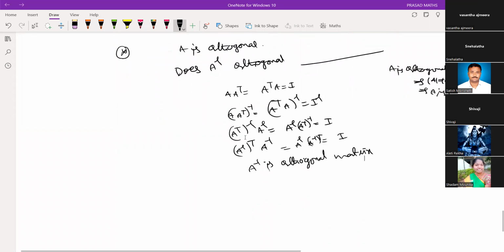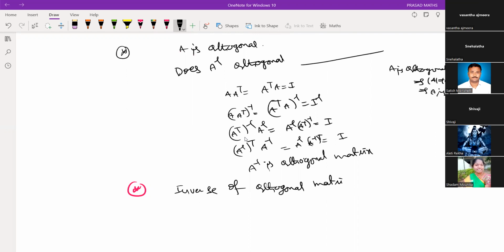So the conclusion is that the inverse of an orthogonal matrix is also orthogonal. The inverse of an orthogonal matrix is always an orthogonal matrix.